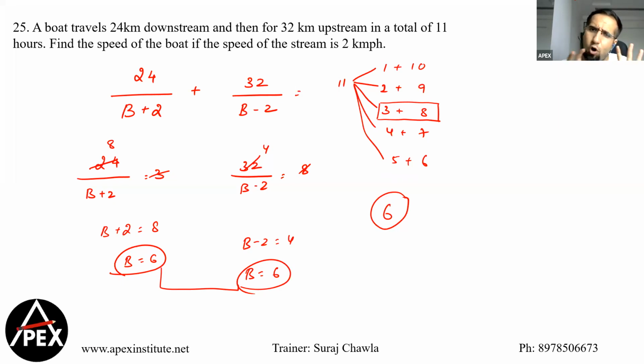So this is a shortcut for all boats and streams questions. Instead of taking an LCM, taking a quadratic equation and then solving, it doesn't make sense. You can directly go ahead and solve this. Is this point clear with all of us, guys?